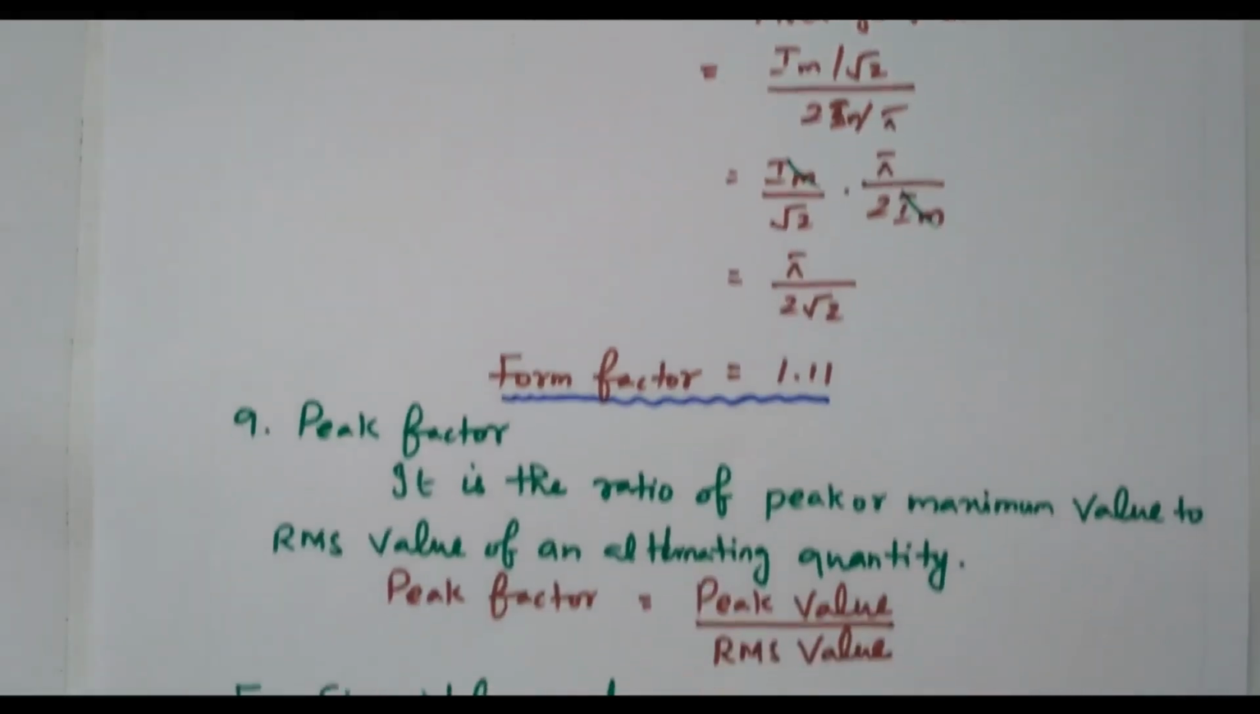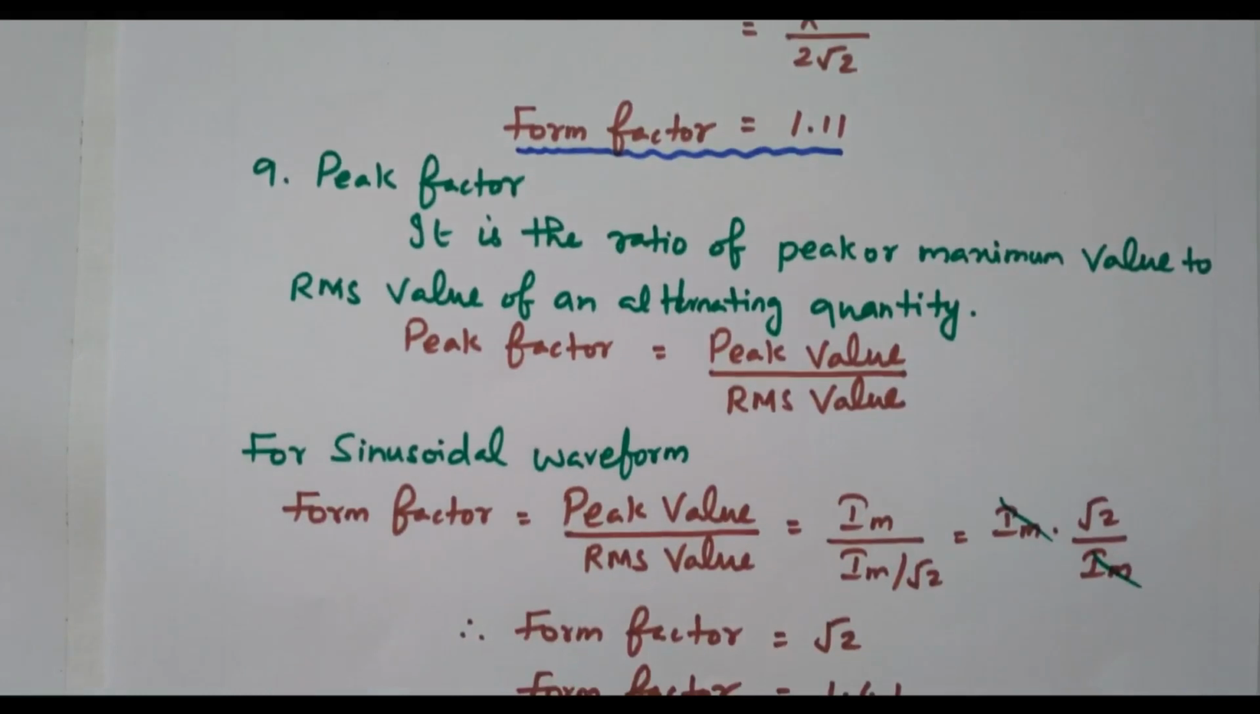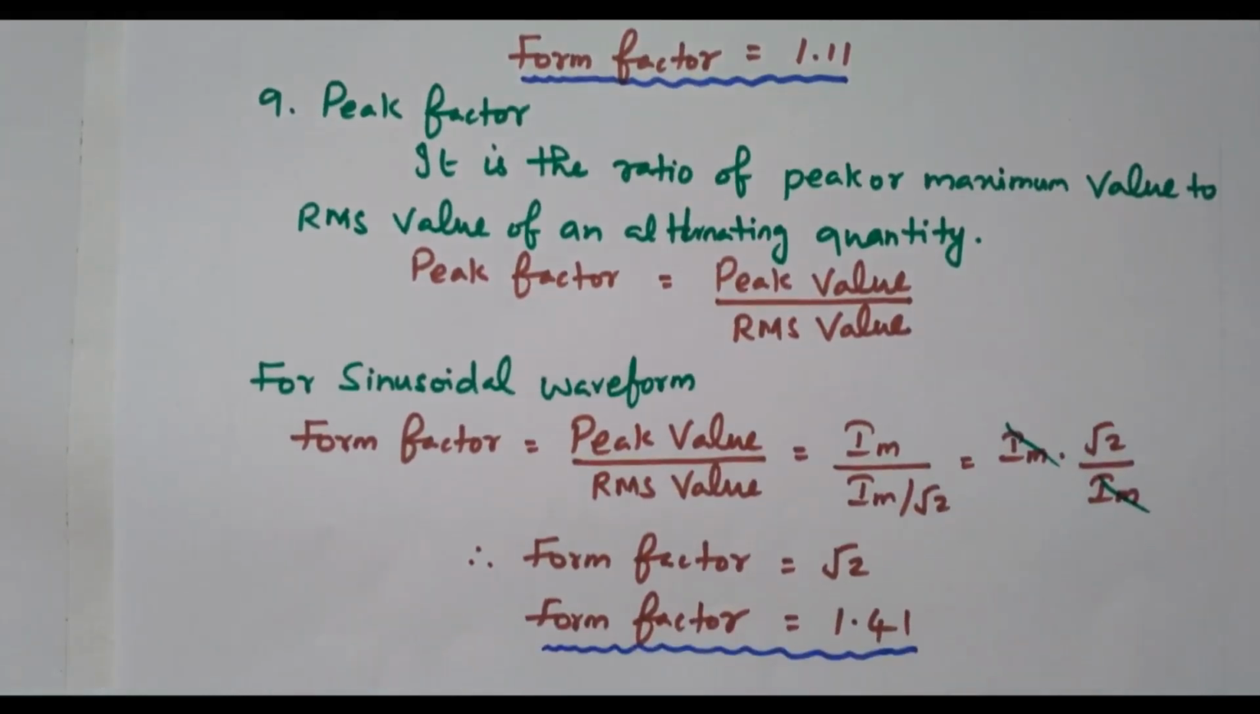Then we'll go to the peak factor. One more factor is available. It's called a peak factor. It is the ratio of peak or maximum value to the RMS value of an alternating quantity. So it is a ratio between peak value and RMS value. Again we will find it for sine wave. For sine wave, the peak value is Im. The RMS value we already calculated, Im by root 2.